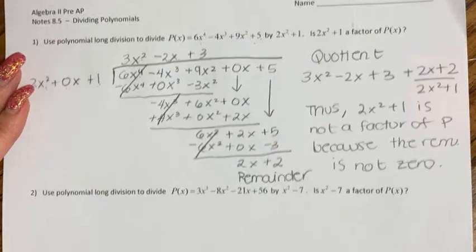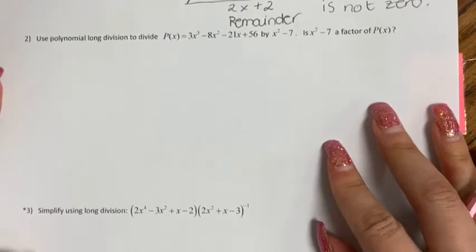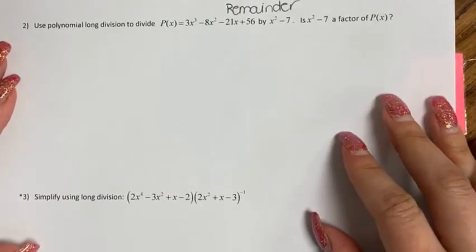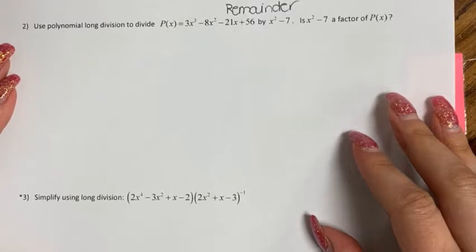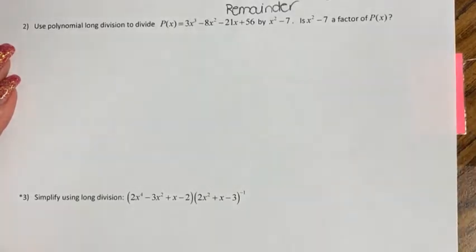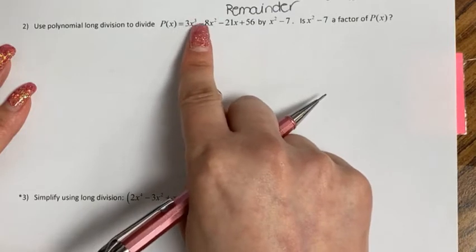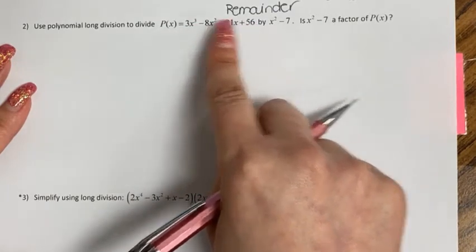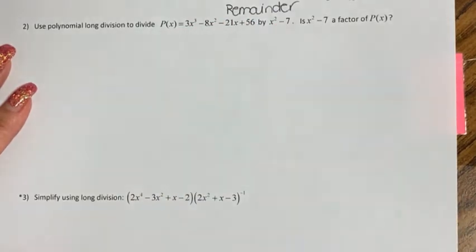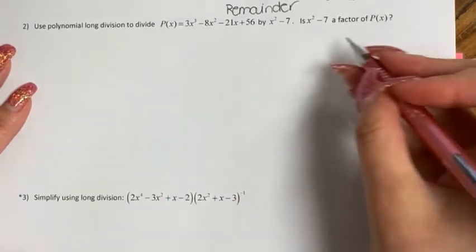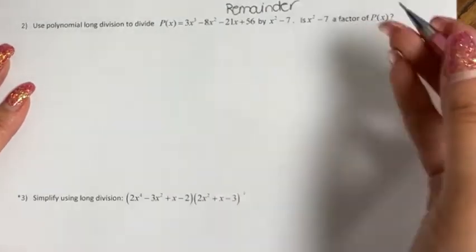So for problem number 2, what we have is a similar situation. You also need to use polynomial long division to divide p of x, and p of x in this case is going to be 3x cubed minus 8x squared minus 21x plus 56, and you want to divide that by x squared minus 7. Please note that it's in order, and we have the degrees 3, 2, 1, 0, and in this one we're missing just the degree 1, and again they are asking you if it's a factor or not.